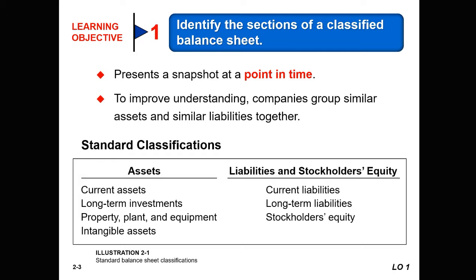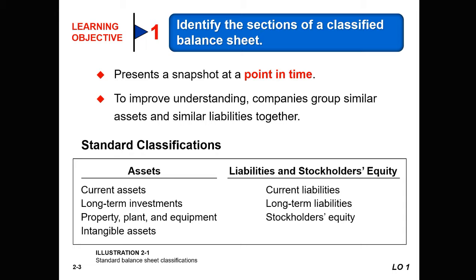The groupings help users determine whether a company has enough assets to pay its debts, what claims there are by short-term and long-term creditors that exist on the total assets, what type of assets the company has, and what quantity of assets the company has for long-term operational purposes. It really does serve several purposes for the user. The standard classifications will be current assets, long-term investments, property, plants, and equipment, intangible assets, current liabilities, long-term liabilities, and stockholders' equity. We'll look at all of these different types of classifications a little bit more in depth here later.